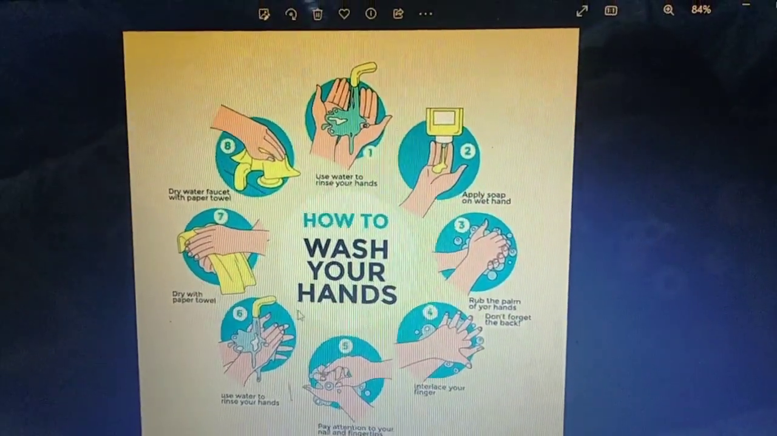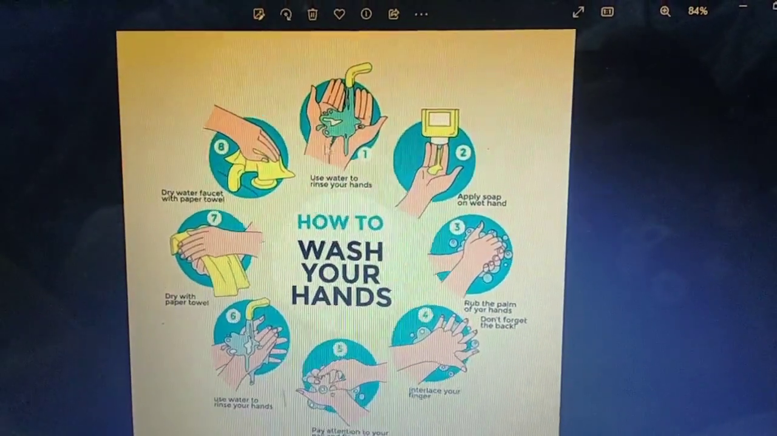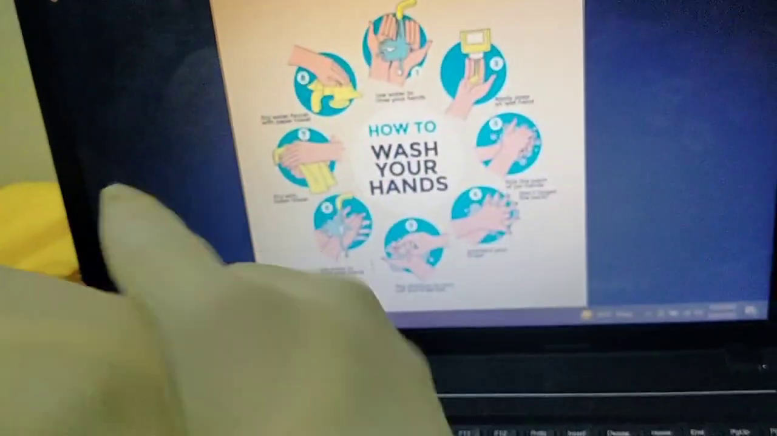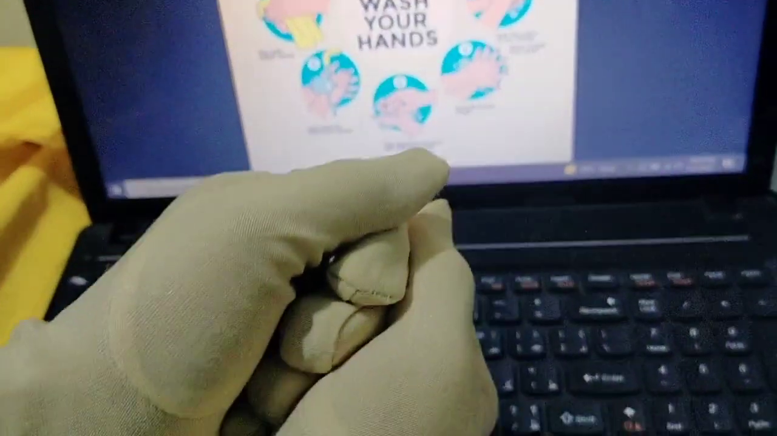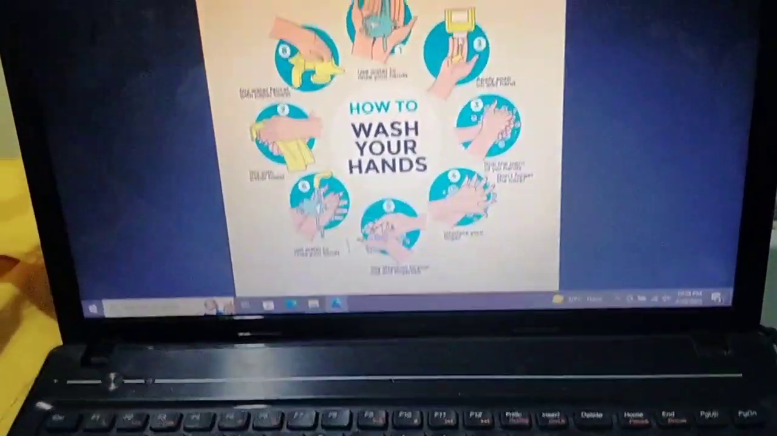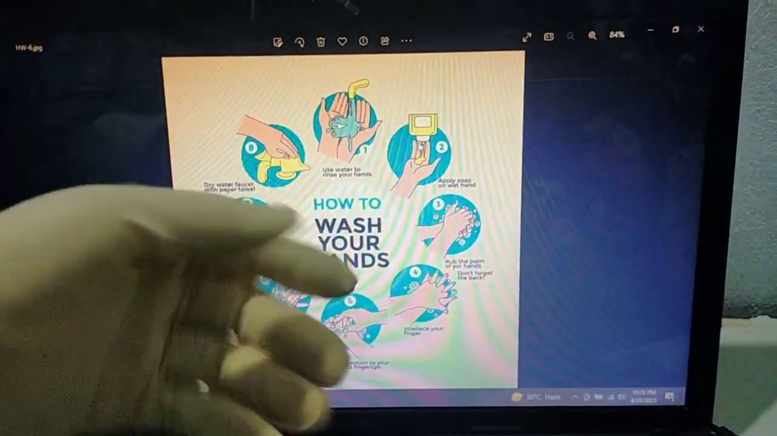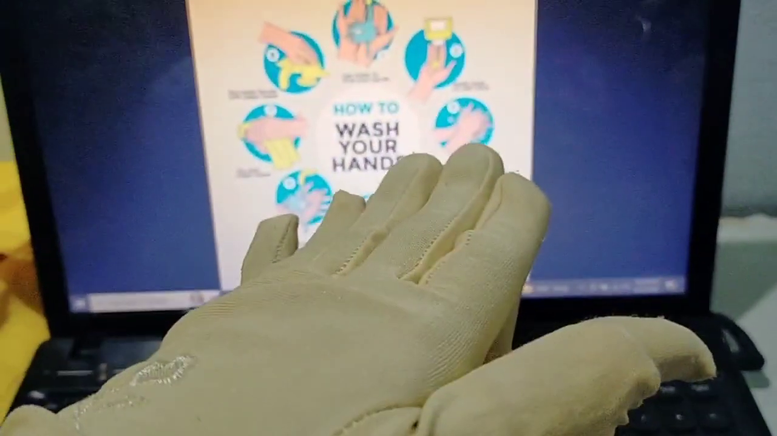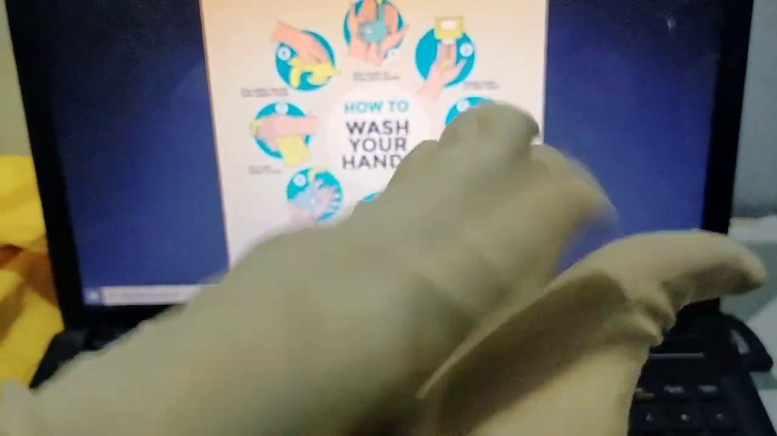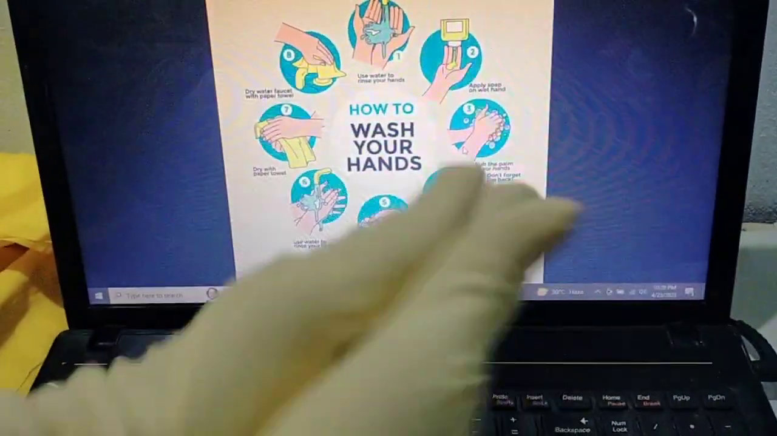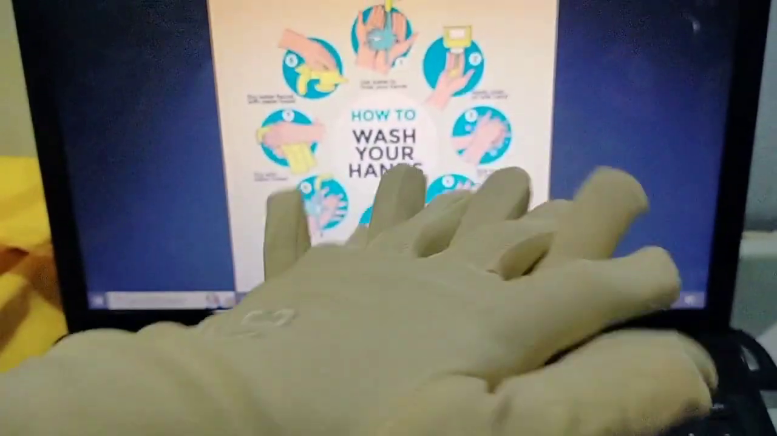The first one is, as you can see here, first we have to wet our hands. Okay, open the tap, then first wet your hands with the running water. Then second, we have to take the liquid soap. As you can see here, we have to take the liquid soap in our hands enough to lather. Then lather it, okay. Then after that, we have to rub both our hands like this. Rub both the palms against each other like this by interlacing the fingers.